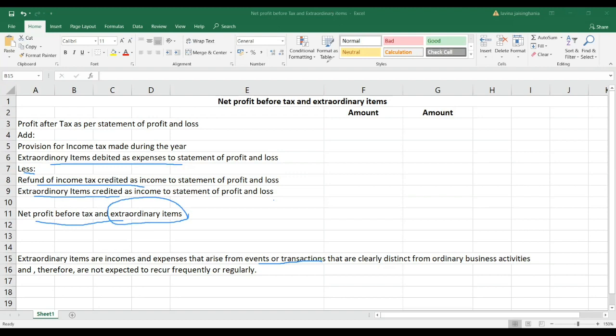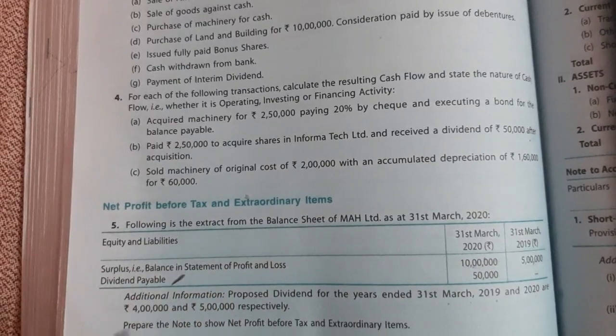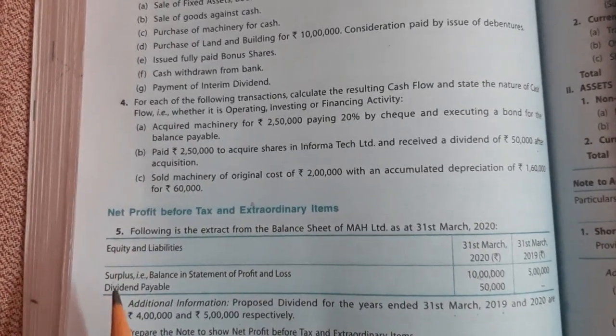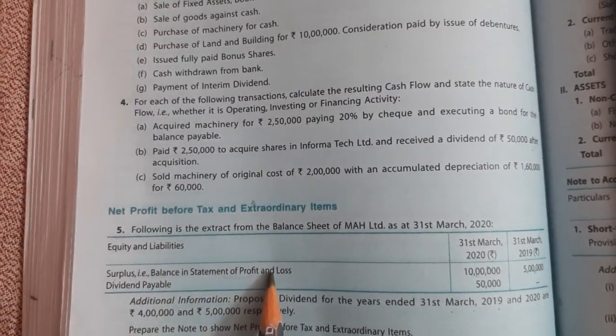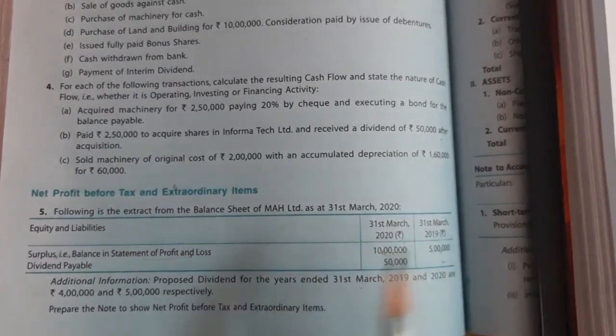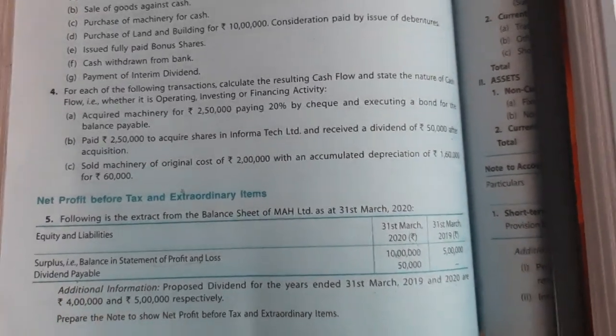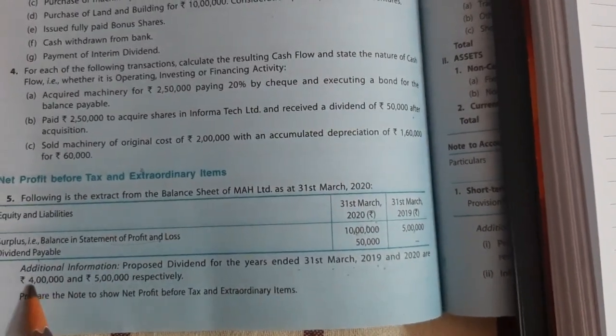Now I'll solve a sum related to this so that it will give you a clear idea how to find net profit before tax and extraordinary items. So let us move to sums related to it. Starting with sums related to net profit before tax and extraordinary items, this is the first question. It says the following extract: surplus, that is the balance in the statement of profit and loss, is given, but it is related to two years, 2020 and 2019. Dividend payable is given, and additional information is given, that is proposed dividend for the years ended 31st March 2019-20 were 4 lakh and 5 lakh.